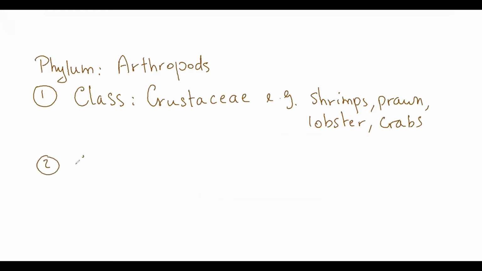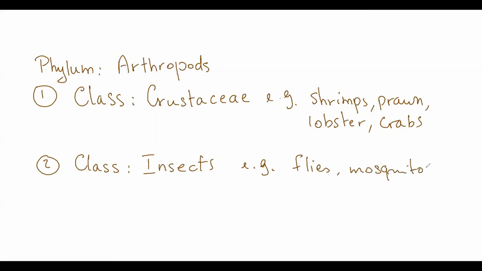The second class is class Insecta or insects. The insects are a very, very wide class. It has so many members, so many species, so many forms. But the best example that we all know is the house fly. We know the mosquitoes. We know the fleas, the cockroaches, whatever. We have butterflies, bees, all these are insects.